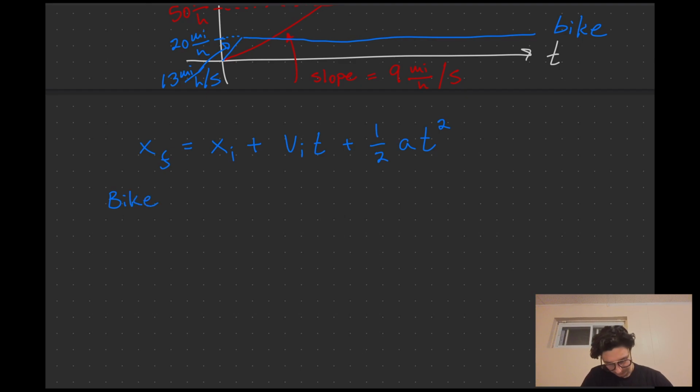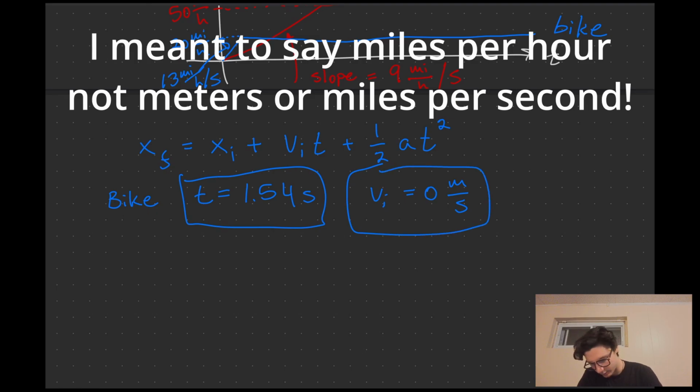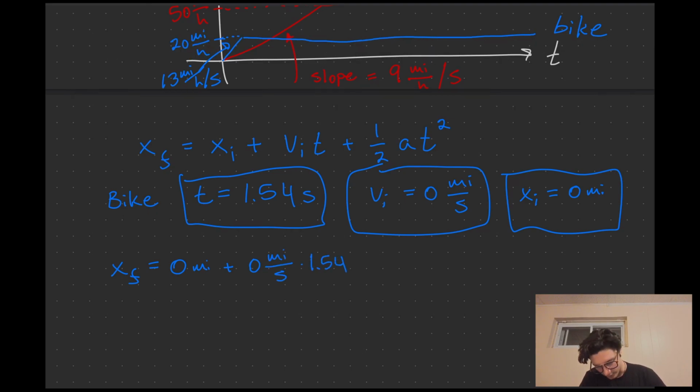For the bike, we know that it accelerates for 1.54 seconds. So we have this value. We know that its initial velocity is 0 meters per second. And we also know that its initial position is 0 miles. Sorry, I said meters. It should be miles everywhere, because we're working with miles. So now we can plug everything into this final equation. We have 0 miles initially plus 0 miles per second initial velocity times 1.54 seconds.